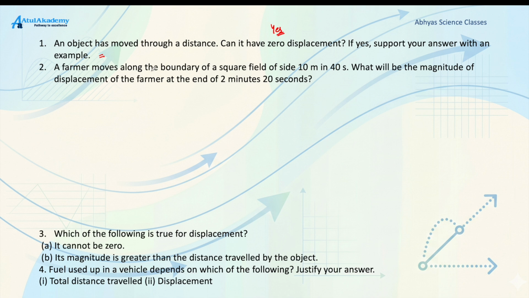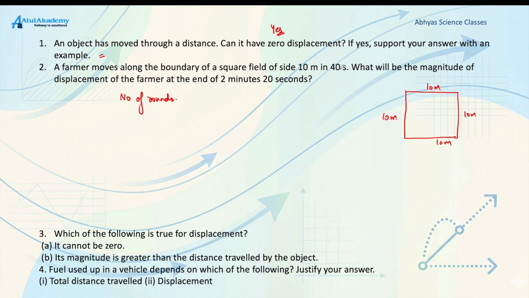Now, a farmer moves along the boundary of a square field of side 10 meter in 40 seconds. What will be the magnitude of displacement of the farmer at the end of 2 minutes 20 seconds? I think it's almost a similar example, but here time is given, so you need to check how many rounds it is making. So how do you understand the number of rounds? First let's draw a rough figure, a rough square. So you have a 10 meter square field, and a farmer moves along the boundary of this field in 40 seconds.